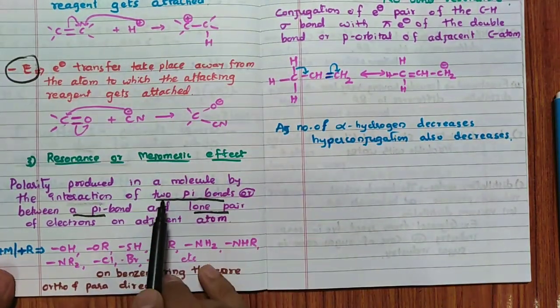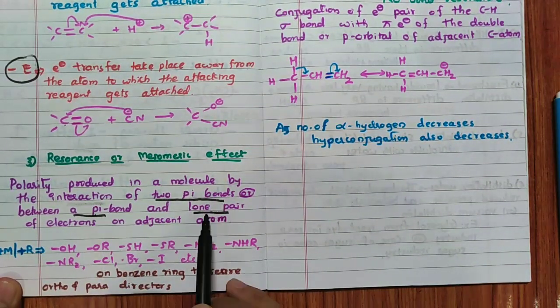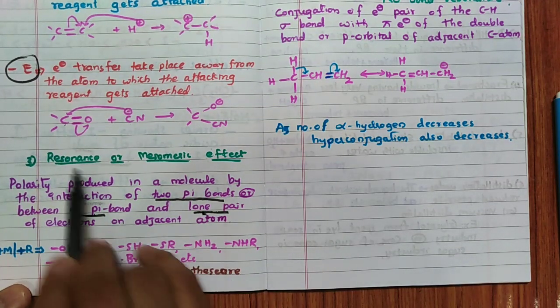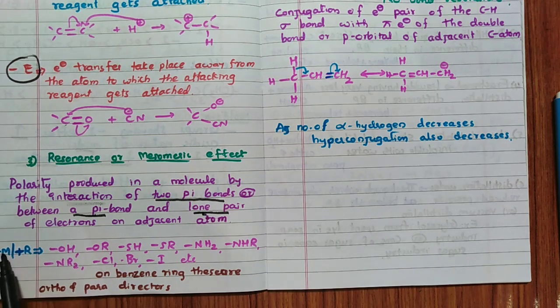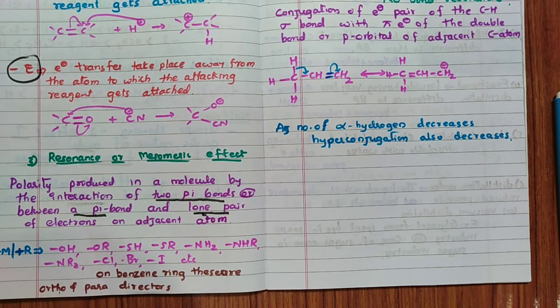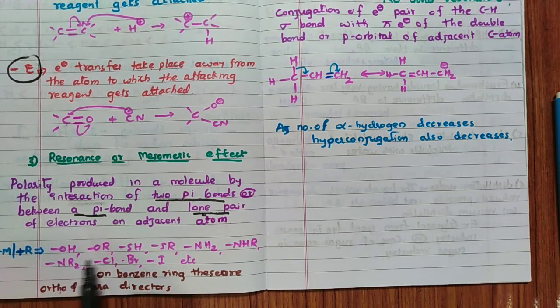Resonance effect. Here two pi bond interaction or pi bond and a lone pair interaction leads to the delocalization of the electron, which is called the resonance effect. Very important. Remember, plus M or plus R effect. So on the benzene ring, these act as ortho and para directors. Very, very important. So remember, here minus OH, that is the phenolic group, the alkoxy group OR, SH, SR, NH2, NHR, NR2, Cl, Br. This is the order of plus M or plus R effect.